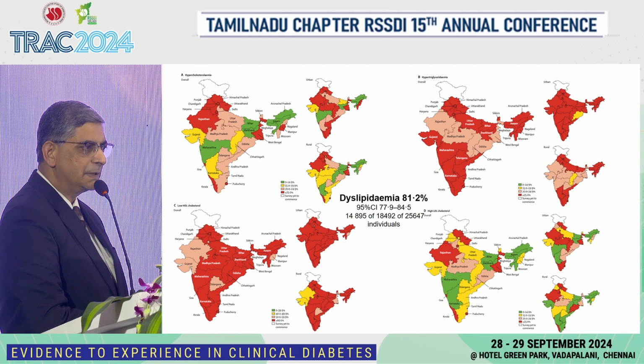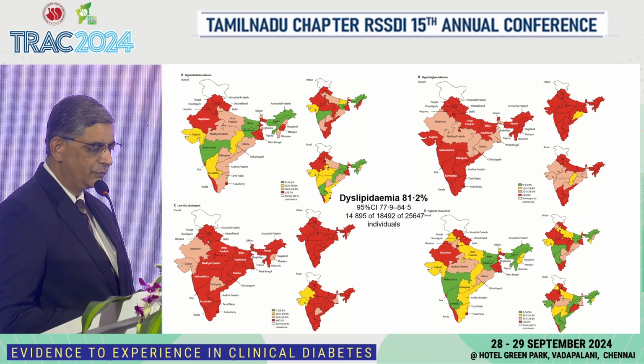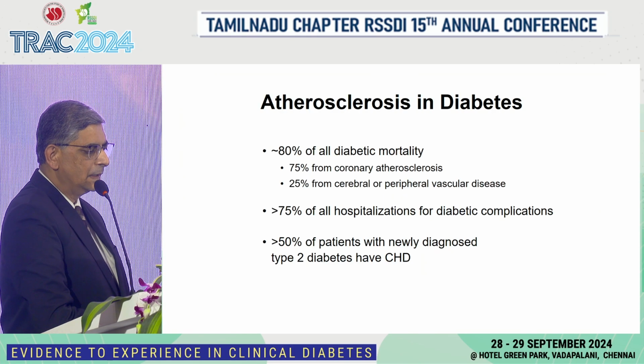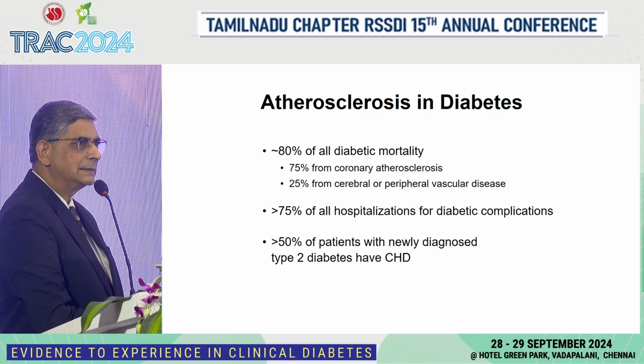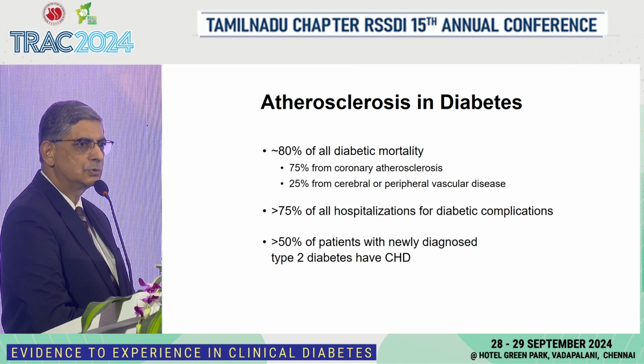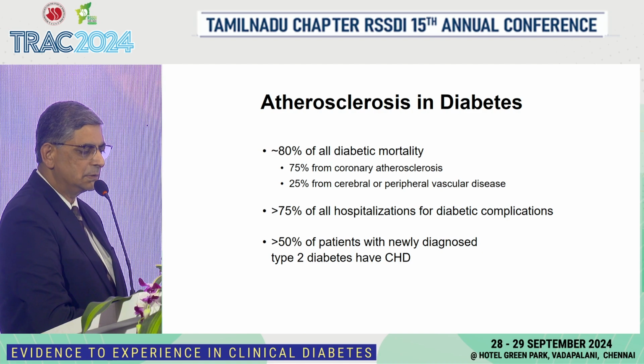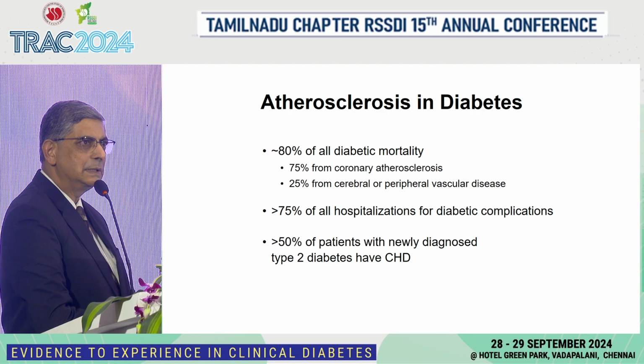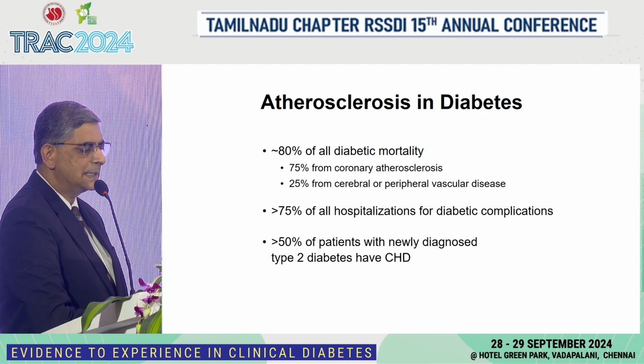So you've got a high prevalence of prediabetes, a high prevalence of all the cardiovascular risk factors, and this is a perfect substrate for future cardiovascular disease. Combine this with the fact that you've got aggressive atherosclerosis that tends to happen in diabetes, and I'm going to talk about the pathophysiologic mechanisms down the line. But what is important in terms of statistics is that 80% of all diabetic mortality happens from cardiovascular causes, 75% from coronary atherosclerosis and 25% from cerebral and peripheral vascular disease.